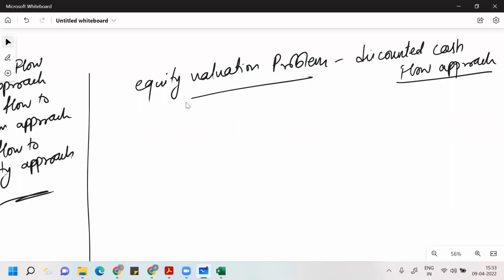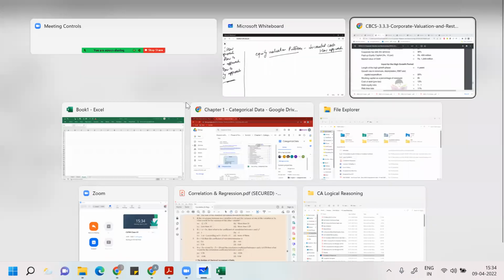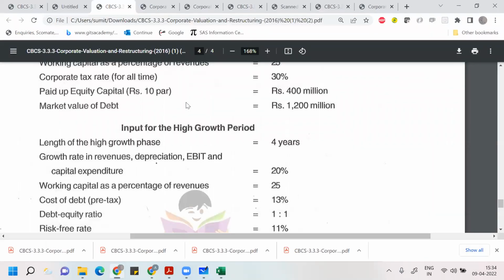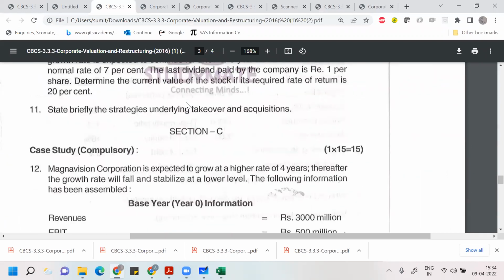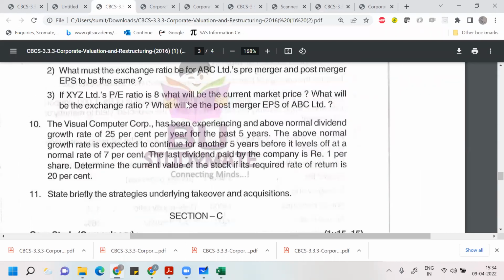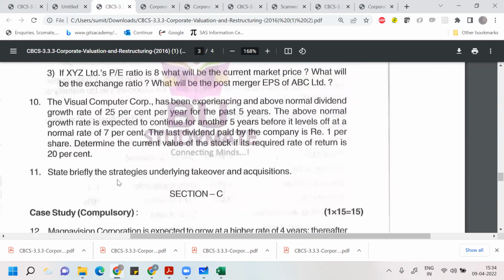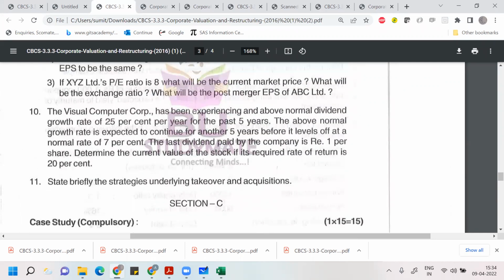So here we'll do the problems which usually come for 10 or 15 marks. Some years it came for both 10 and 15 marks, so you can understand, 25 marks. Like in 2016 and 17, the equity valuation problem came for 10 marks, and it also came for 15 marks. So altogether, it came for 25 marks.